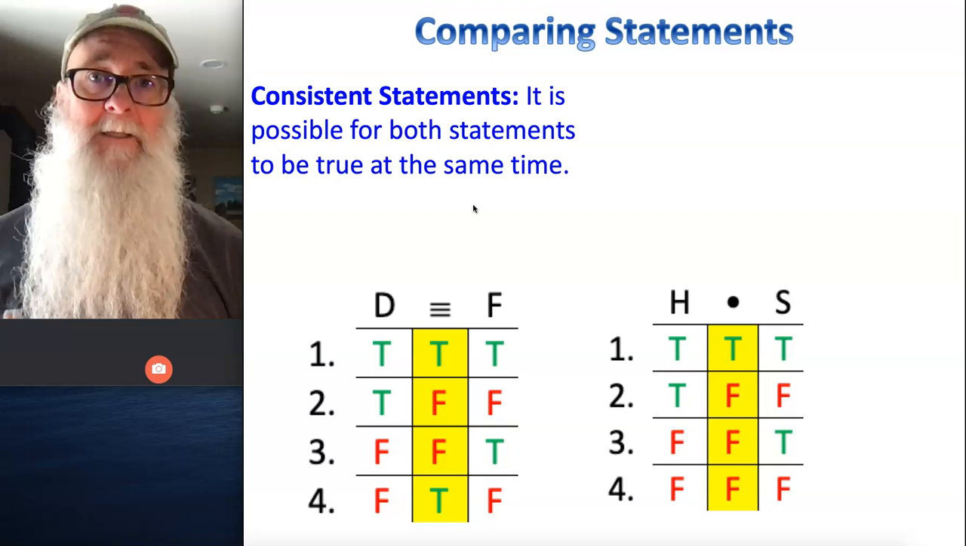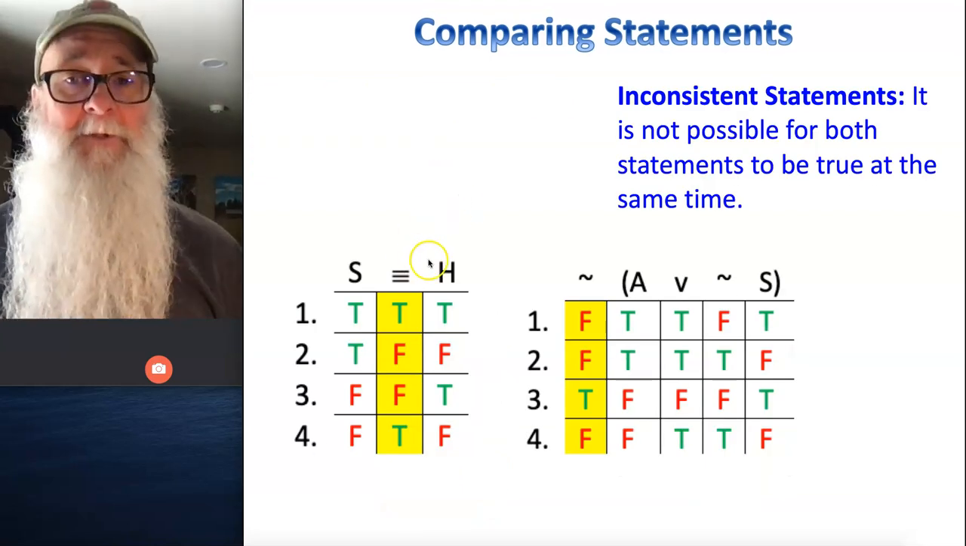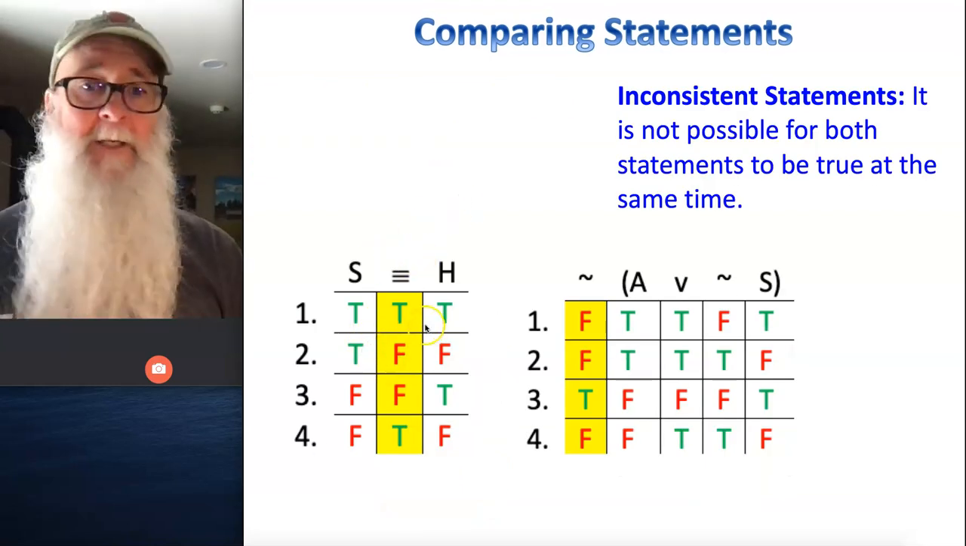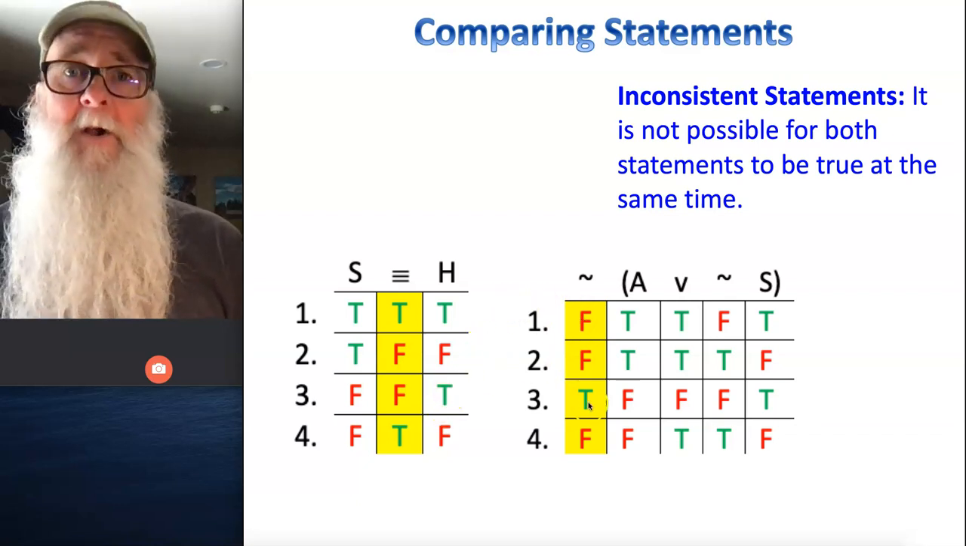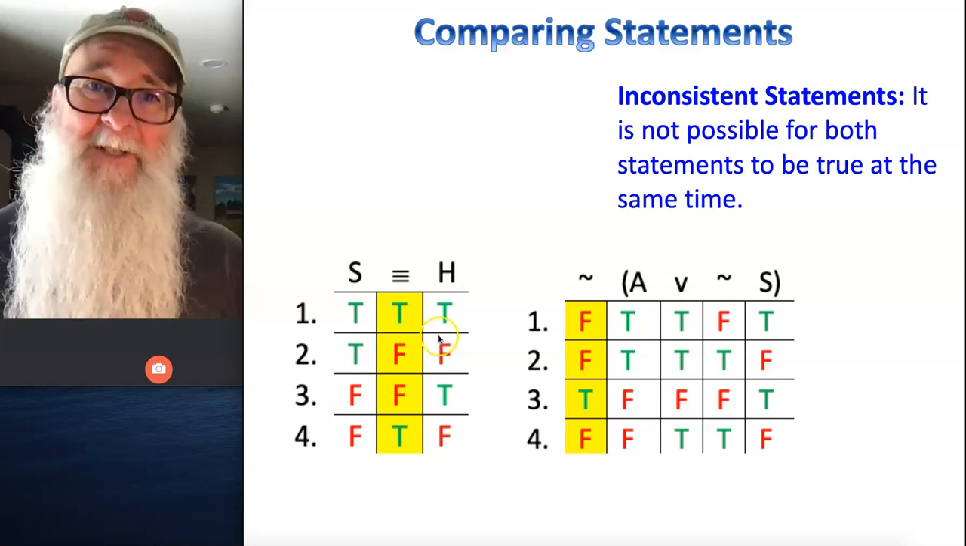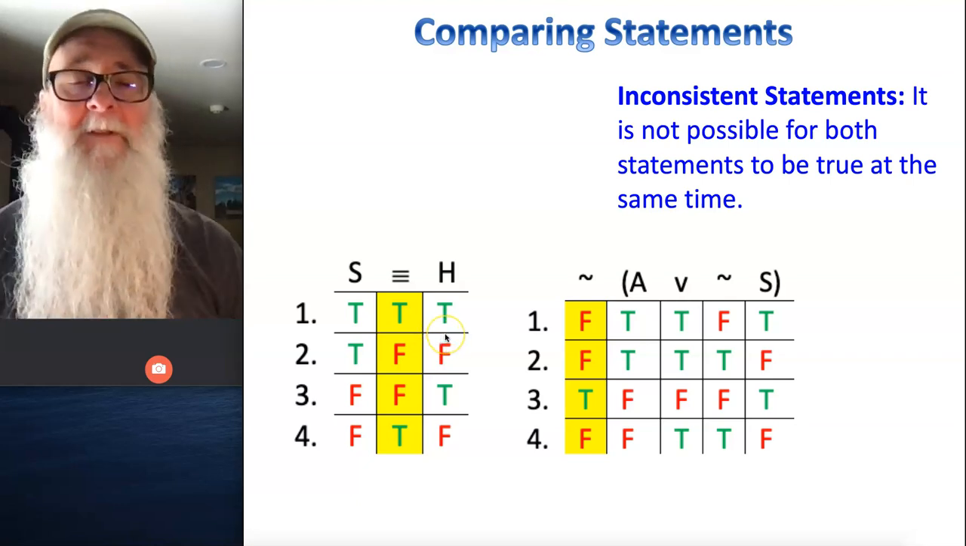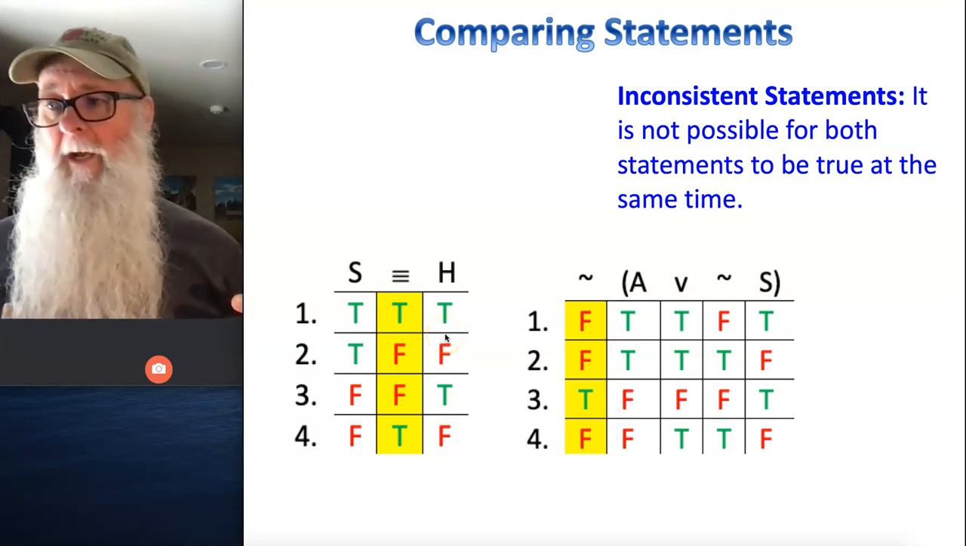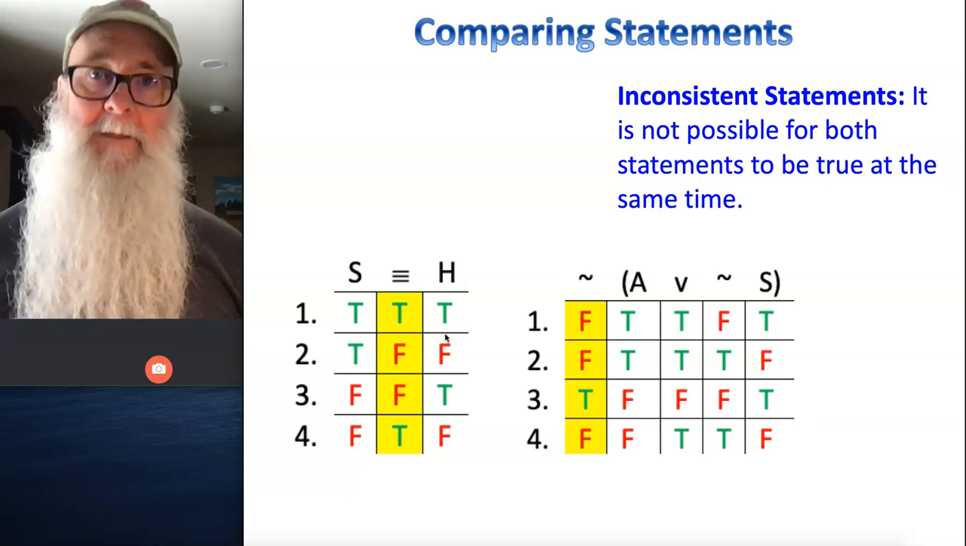They make sense. On the other hand, if we develop truth tables for some statements and we see that on no lines are they sharing a value of true, then we say these statements are inconsistent. It's not possible for them to be true at the same time. They don't make sense together.